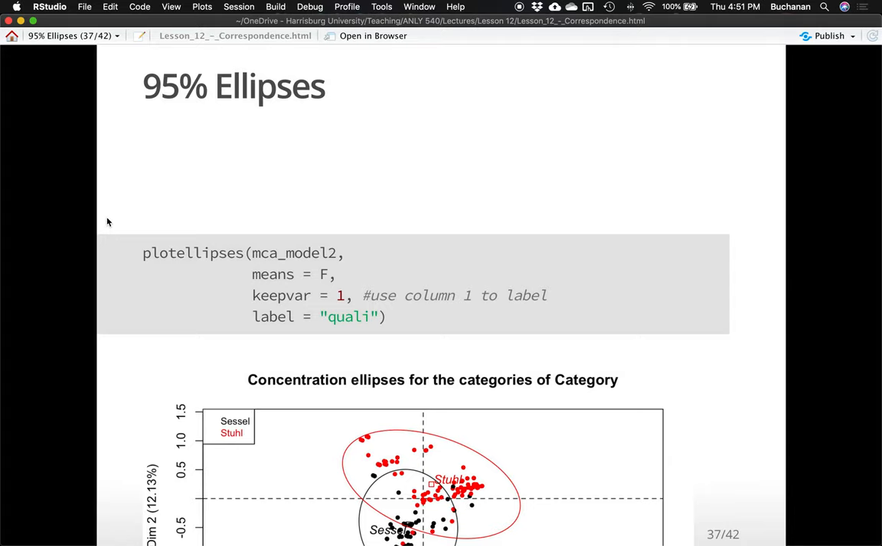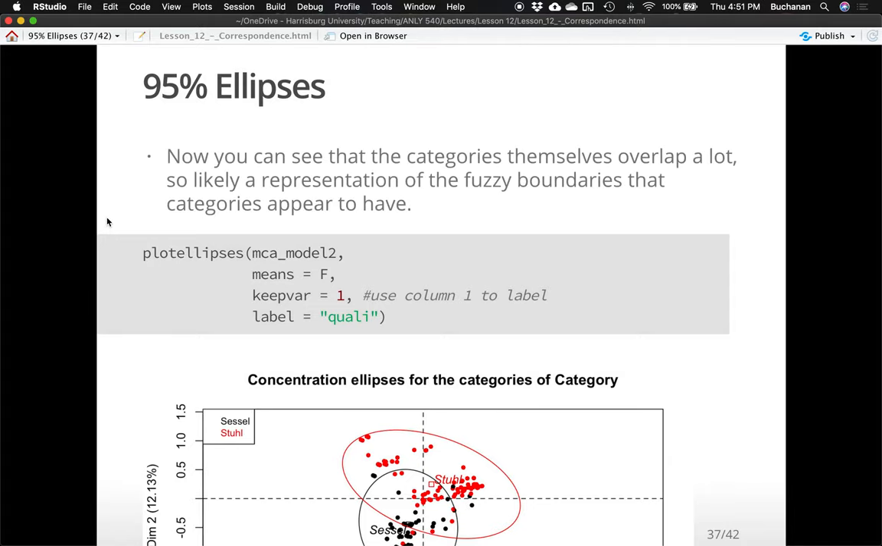So let me show you how to do that, and then we'll look at the plot a little better. When I look at this plot, I can see that the categories actually overlap quite a bit. So a 95% confidence interval would get at least 95% of these dots, so to speak. And we can see how much those two categories overlap. Okay. And when they overlap a lot, we would say they have fuzzy boundaries.